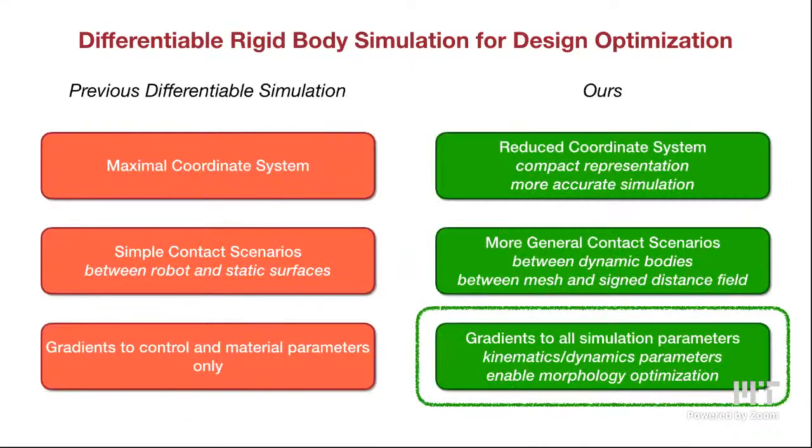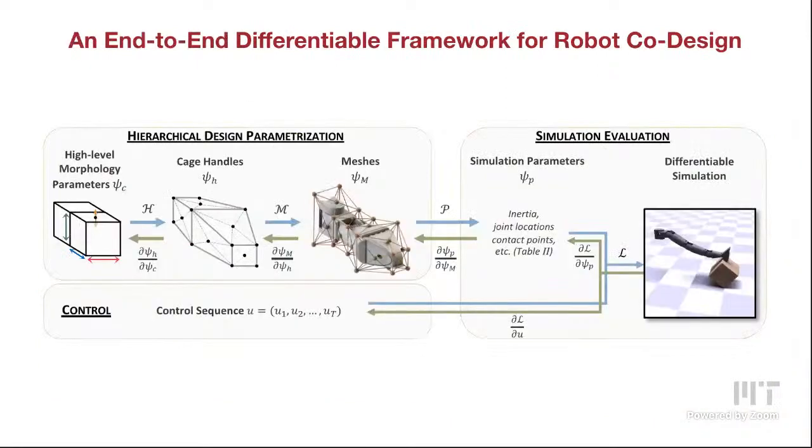For a complete pipeline, we further developed a differentiable rigid body simulation for contact-rich manipulation tasks. I'll skip the details here due to the limited time, but the most important feature is that our simulation is able to compute analytical gradients of the task objective with respect to all kinematics and dynamics parameters of the robot. By combining the morphology parameterization and the simulation together, we obtain an end-to-end framework. The differentiability of each step allows us to effectively backpropagate the gradients of the loss through the whole pipeline to the morphology and control parameters. And then we can use efficient gradient-based optimization for co-design.